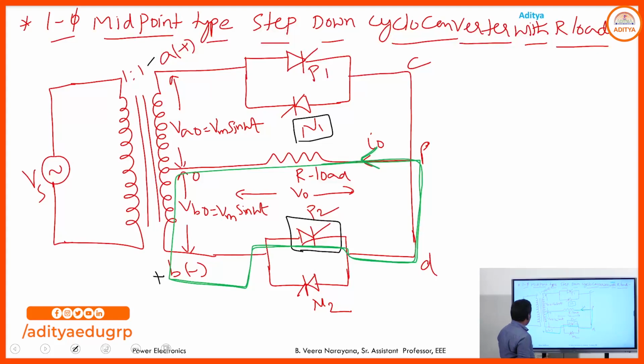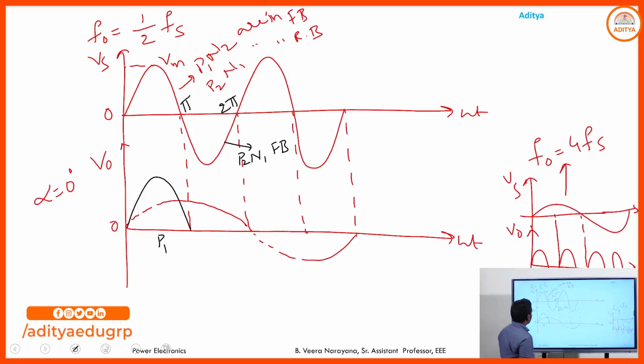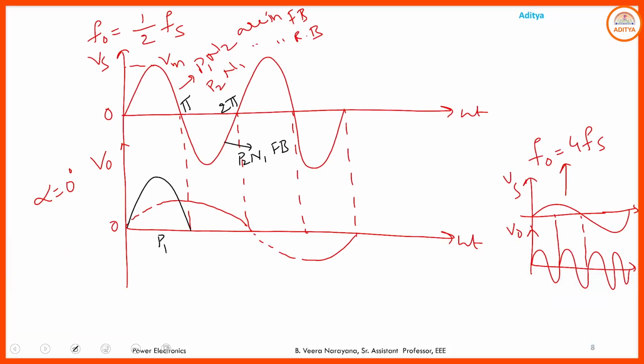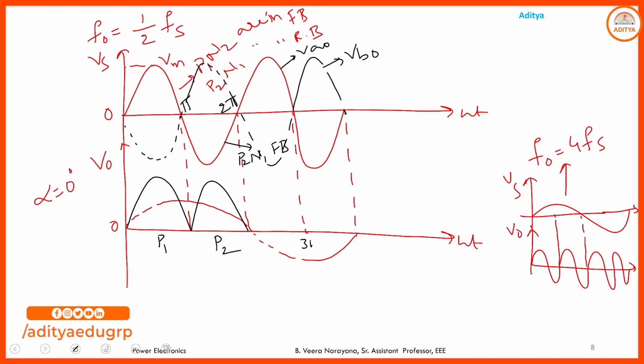Then the output voltage is this one. This is the output voltage due to the conduction of P2. You follow simply VBO. So what is the VBO here? Here this is VAO and this is VBO. So if P2 is in the on state, you simply follow VBO, hence we have the output voltage like this.